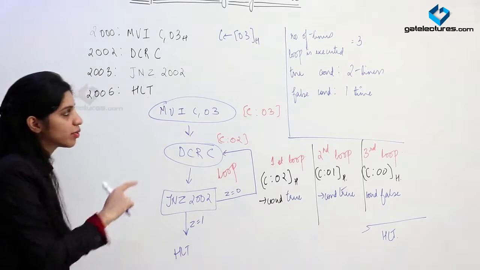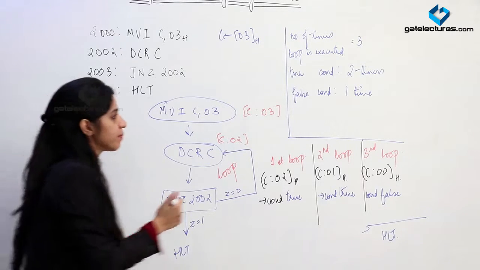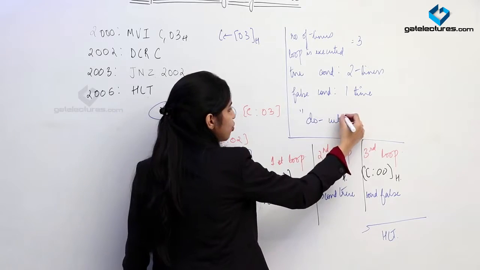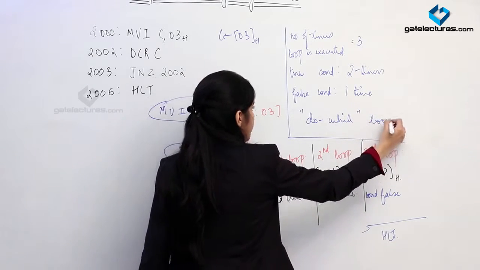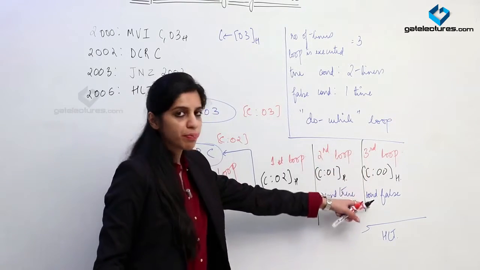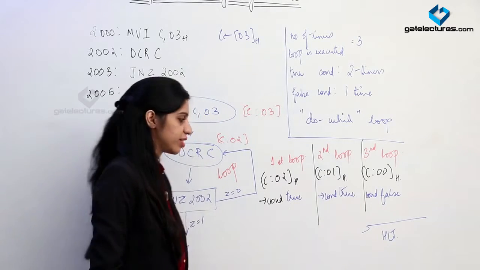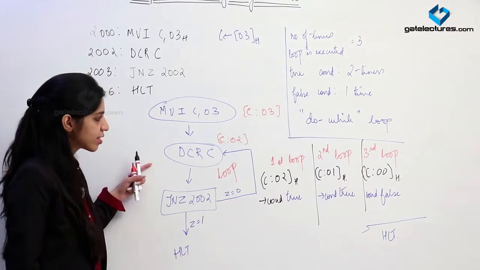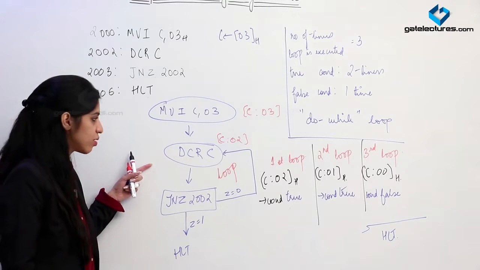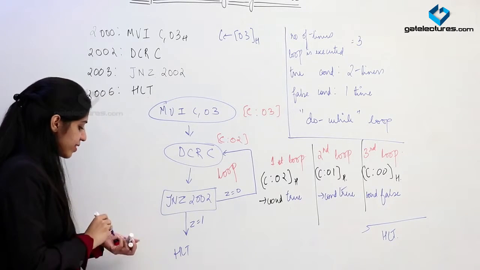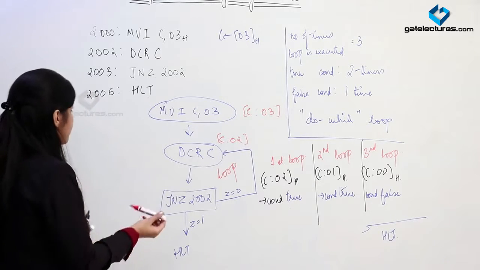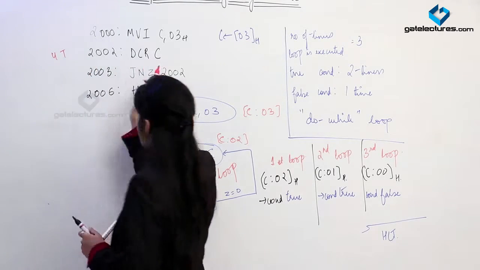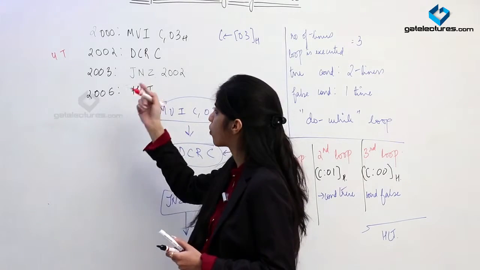So the idea that we are using here is a do while. This is a do while loop. Do while means first we are performing the task, then we are checking the condition, at the end we are checking the condition. Now again, just see the timing of the loop, just see in one loop. This DCR C is a 4 T states long instruction. DCR C has only one machine cycle, opcode fetch.